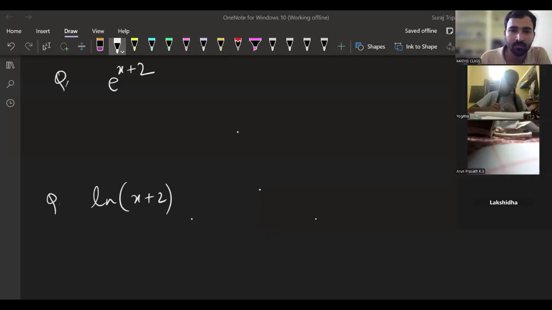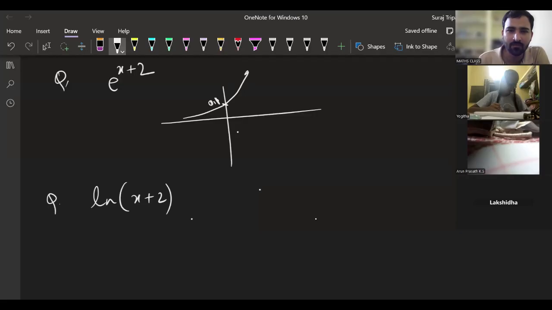So the graph of e raised to power x is this one. The graph is passing through 0, 1. So for the new graph, this is x plus 2, that's why the whole graph will shift by 2 numbers. The new graph will look like this.